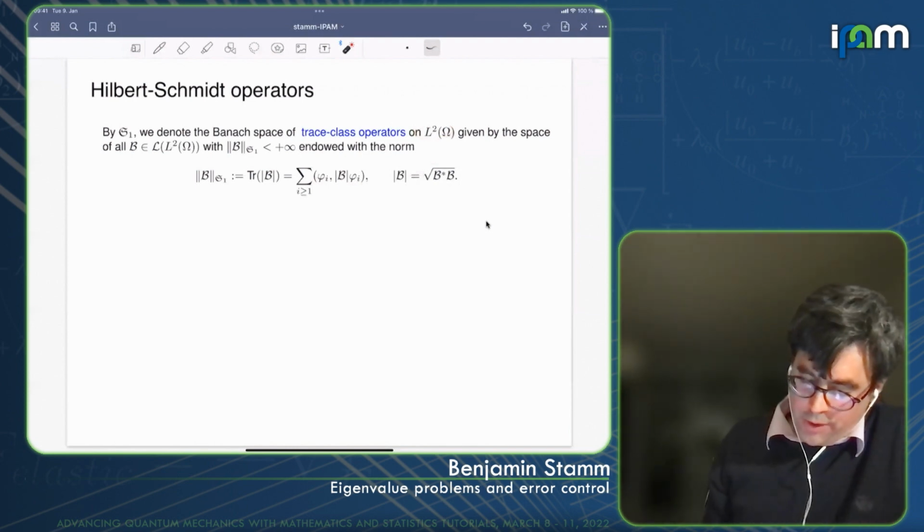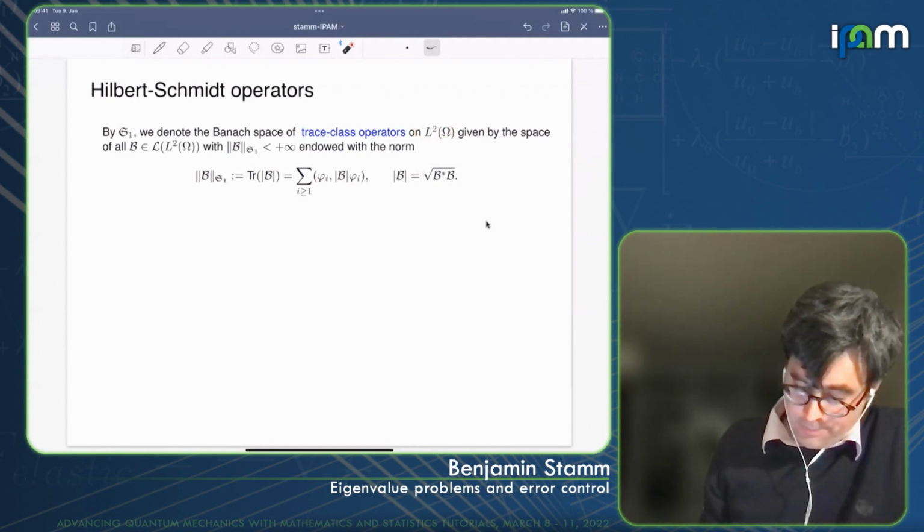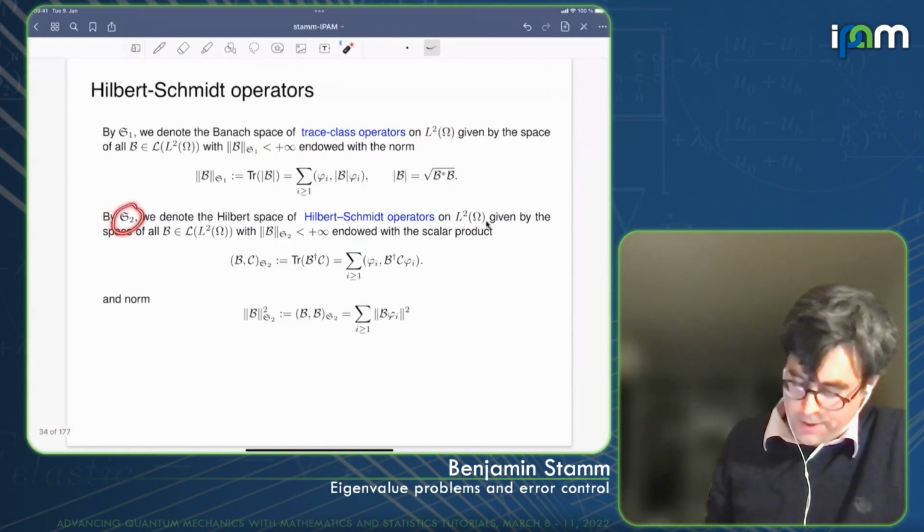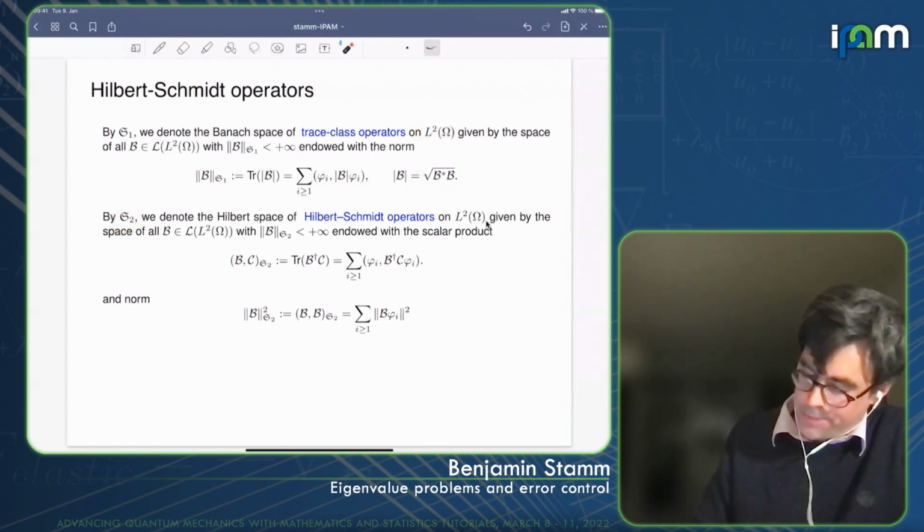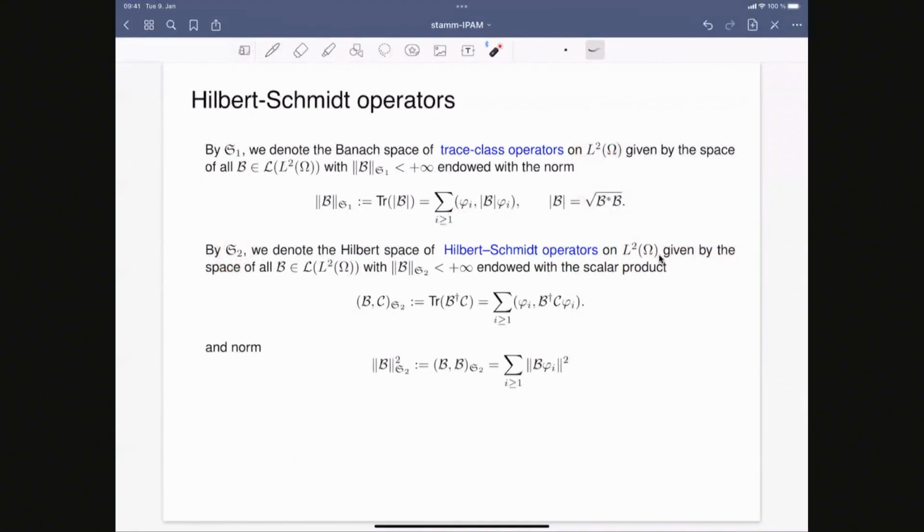And this is the analogon of the L1 space, but for operators. And you can have the L2 space, which is sigma 2, the space of Hilbert-Schmidt operators on L2. They just have a different norm. It is a Hilbert space, so there's a scalar product between two operators. It's the trace of B dagger and C, and this is defined like this. This induces a norm to quantify operators, and you can write the norm of B as the infinite sum, the series of B applied to each of the basis functions.